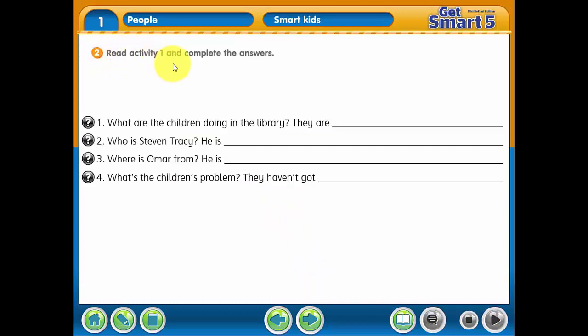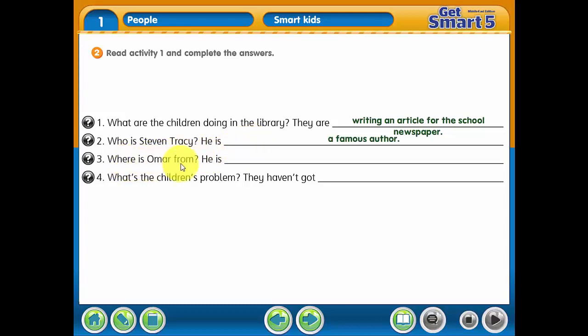Activity 2. Read activity 1 and complete the answers. Number 1. What are the children doing in the library? ماذا يفعل الأولاد في اللايبرري في مكتبة المدرسة؟ They are writing an article for the school newspaper. Number 2. Who is Stephen Tracy? Stephen Tracy. He is... Yes, that's good. He is a famous author.